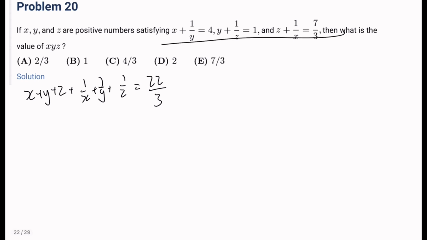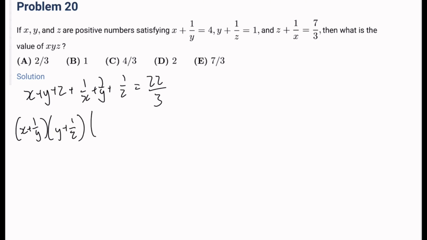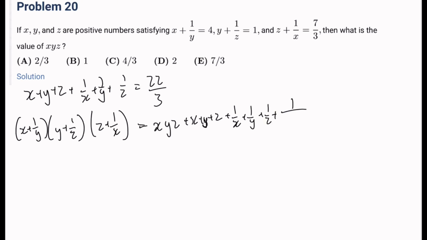And then if we multiply all these values, that would be x plus 1 over y, y plus 1 over z, and z plus 1 over x. And so we would get xyz from the first terms, plus x plus y plus z plus 1 over x plus 1 over y plus 1 over z plus 1 over xyz. So this would equal 4 times 1 times 7 over 3, which is 28 over 3. But then we saw this middle part here.